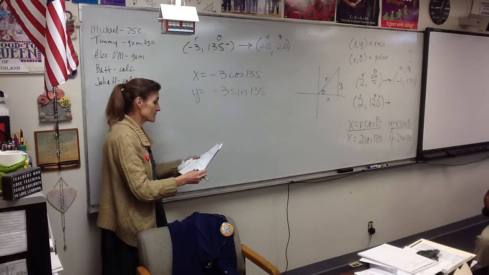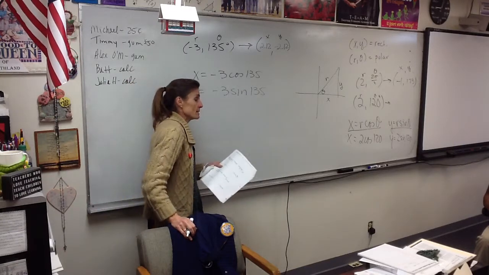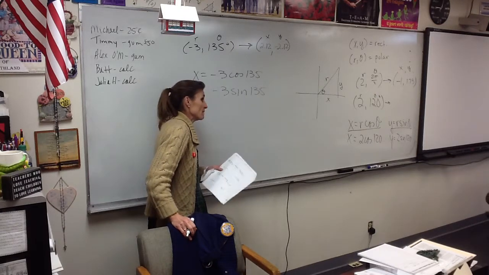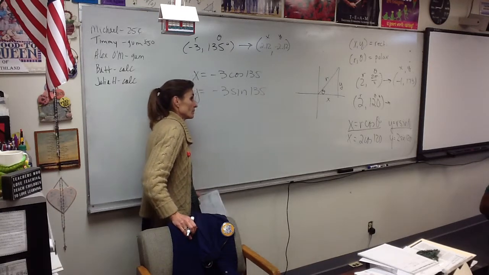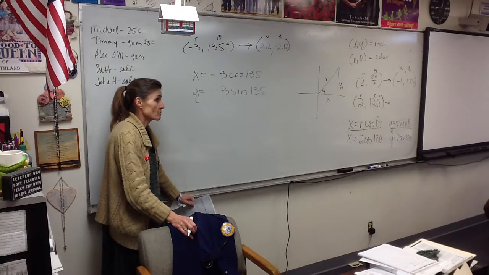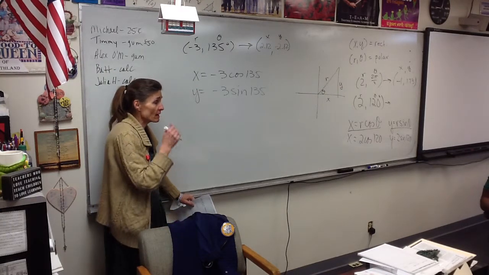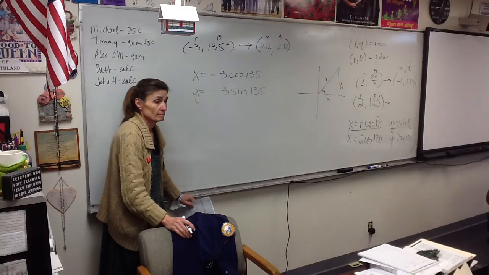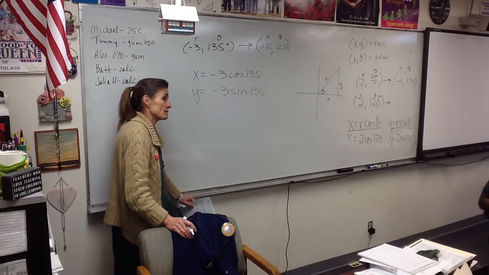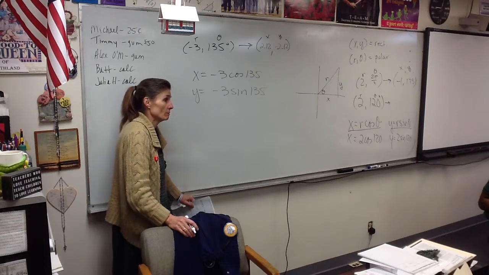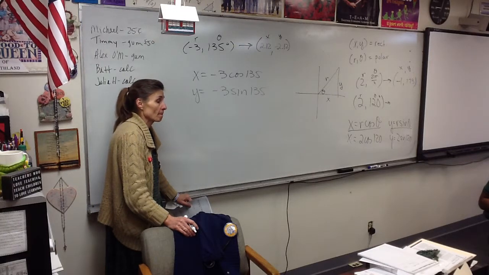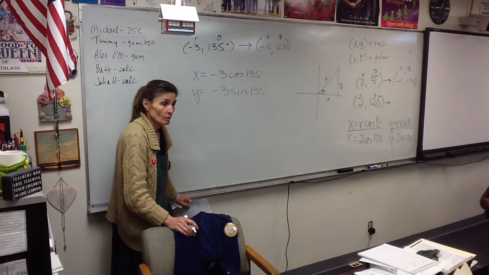Okay, would you do C by yourself? It's exactly the same thing. R is 1, theta is 317. So you're looking for x and y. How do we find x and y? What's our formula for x? R cosine theta. So for this problem, what would x equal? 0.73. Well, 1 cosine 317. And what would y equal? 1 sine.